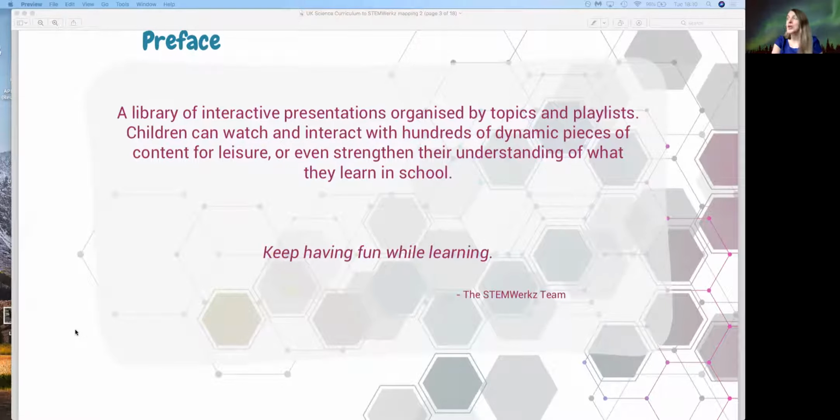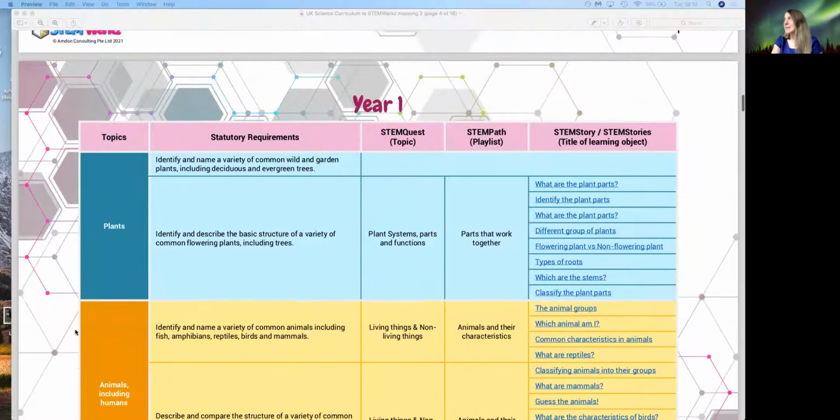that children can watch, but not only watch, but interact with, so that they can have hundreds of dynamic pieces of content for leisure, but also to strengthen their understanding of what they learn in school. So it's all about getting that reinforcement in a different way than perhaps they have had before. And it's that reinforcement from a different source that will enable a stronger foundation of that particular context.